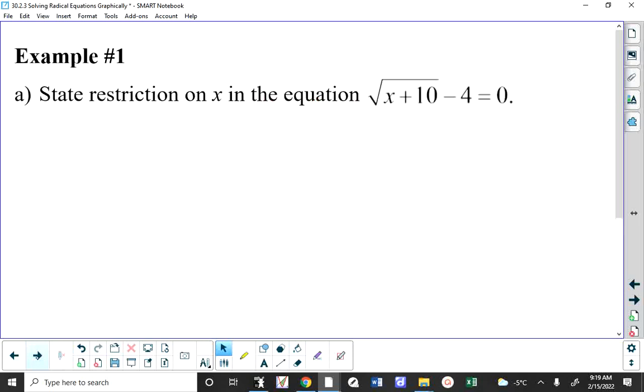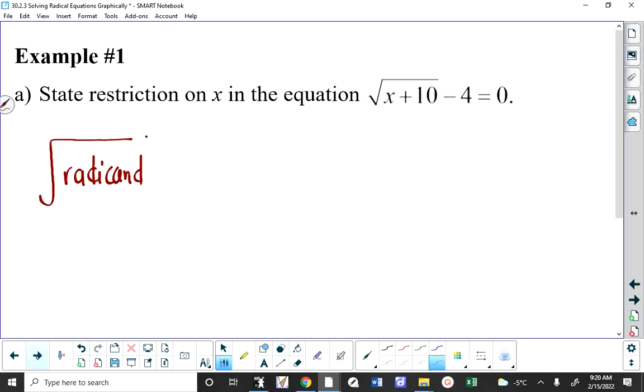So the first thing is, number 1 says state the restriction on x in that equation. And sometimes on a diploma exam and an exam, and it's a valuable skill to have, you need to know what the restriction is on the variable. The bottom line here is that when you have a radical expression, the thing under the radical is called the radicand. Have I taught you the word argument? I have. So the argument of a square root function is called the radicand specifically.